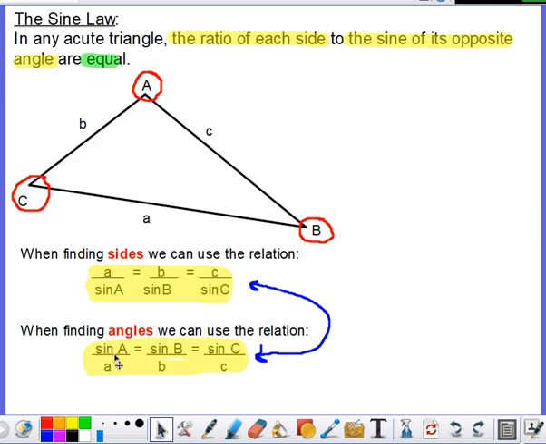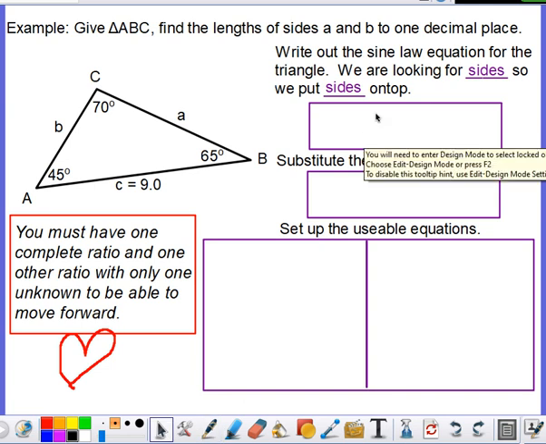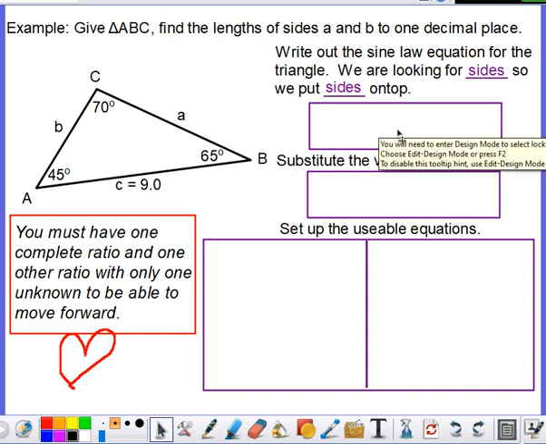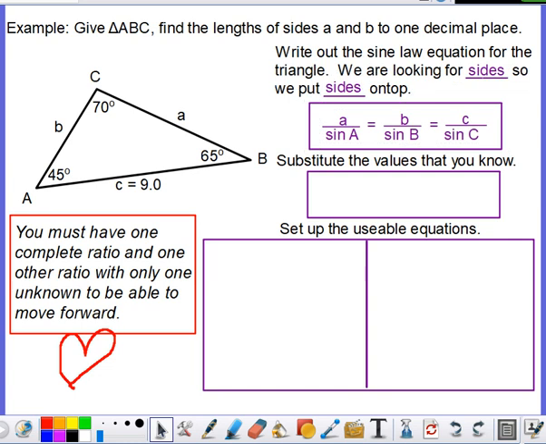So if we're going back here, we're going to be using this sine law right here. So we're going to go ahead and set it up. Okay, great. So we'll have a over sine A equals b over sine B equals c over sine C. The next part tells us, use that sine law and substitute the values that you know.